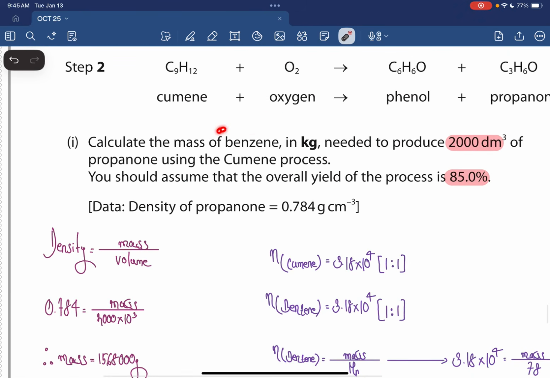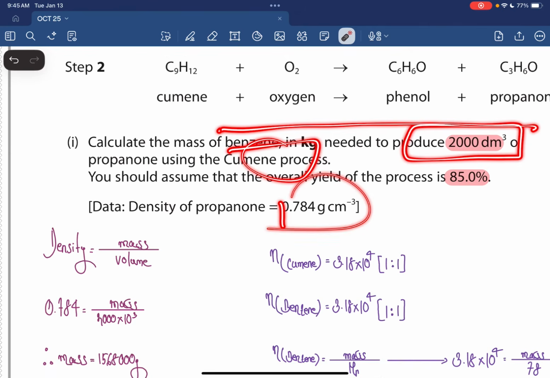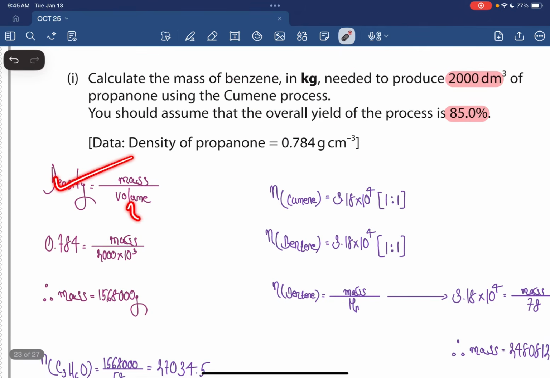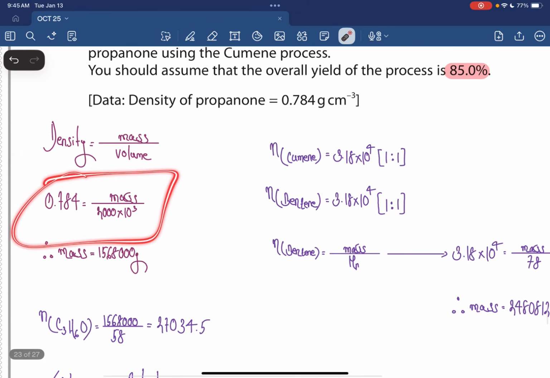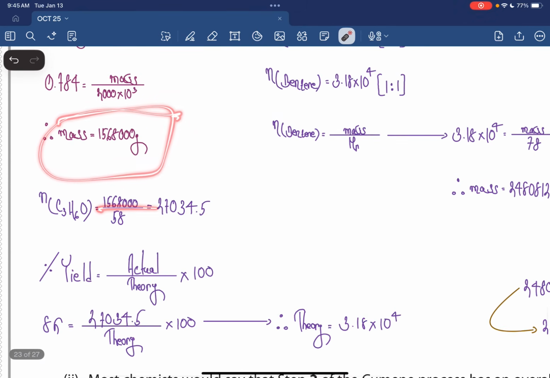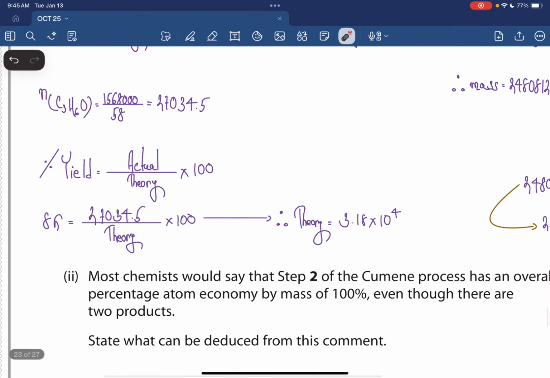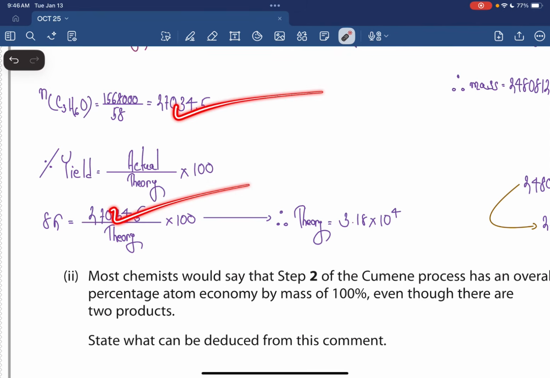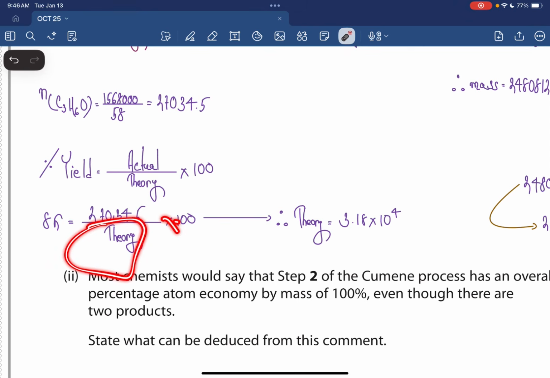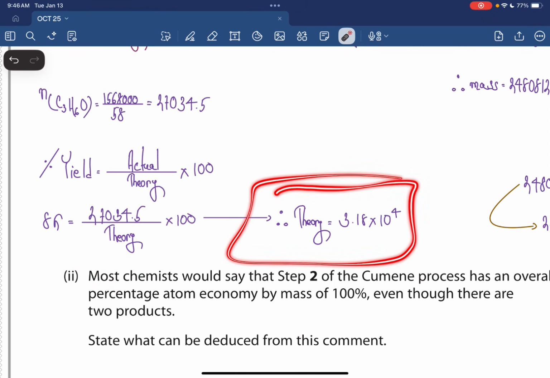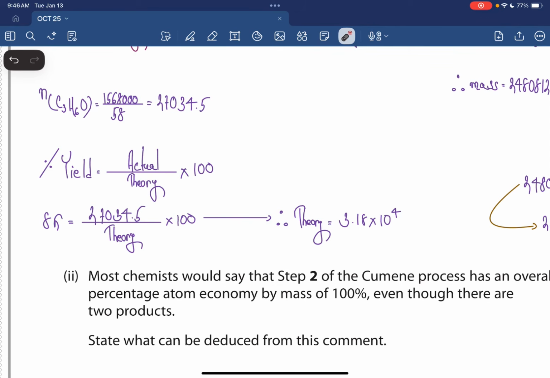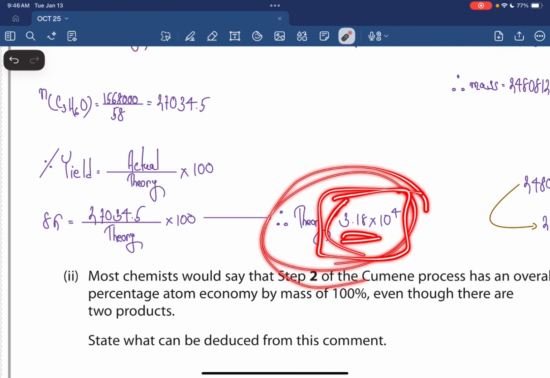You have been provided with the volume of propanone and the density. So we know that density is mass by volume, you have density and volume, so you could easily figure out the mass of propanone. If you have the mass, you could easily figure out the moles, mass by molar mass. What you know is that percentage yield equals actual by theory times 100. You know the percentage yield value, 85%. You have to figure out the theoretical moles. The theoretical mole should be this, given the 85% yield.